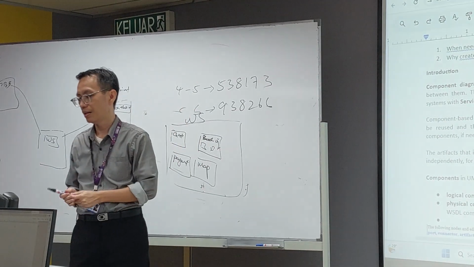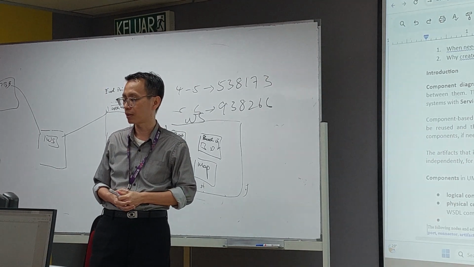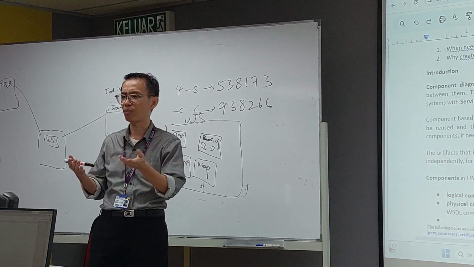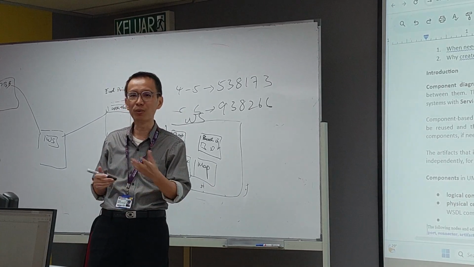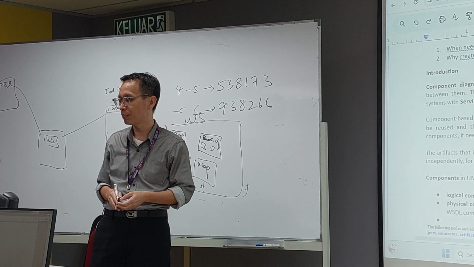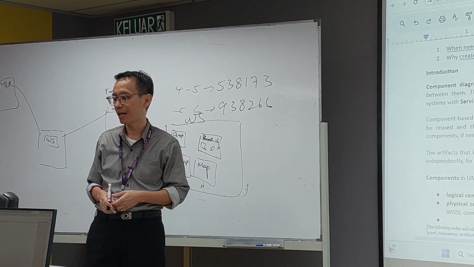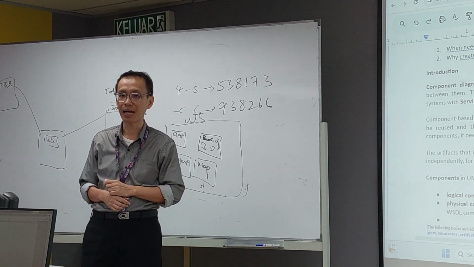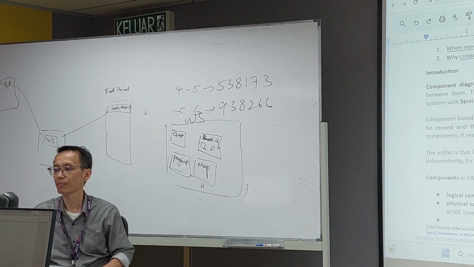Components in UML consist of logical components and physical components. Logical components are like your business components, your coding that does the logic. Physical components, let's say for example, your .NET component, Opera component, WSDL component, and maybe those physical files. Understand? So this is the component.